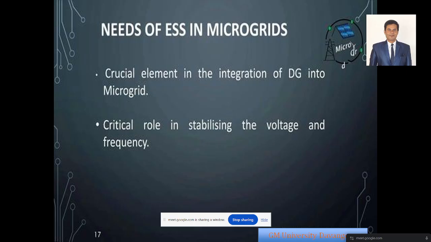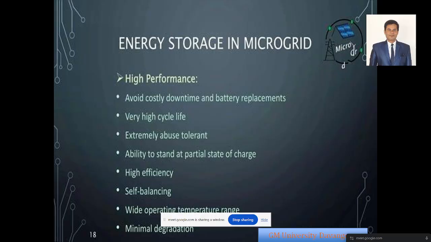It plays a vital role during critical conditions, right? So you have to maintain the frequency at 50 Hz, only 50 Hz. You cannot have 47 Hz, or 55 Hz, right? For that reason, we have to have ESS in microgrids, to maintain the voltage profile and the frequency profile. The frequency should be at the Indian standard of 50 Hz, so that we keep the frequency constant.